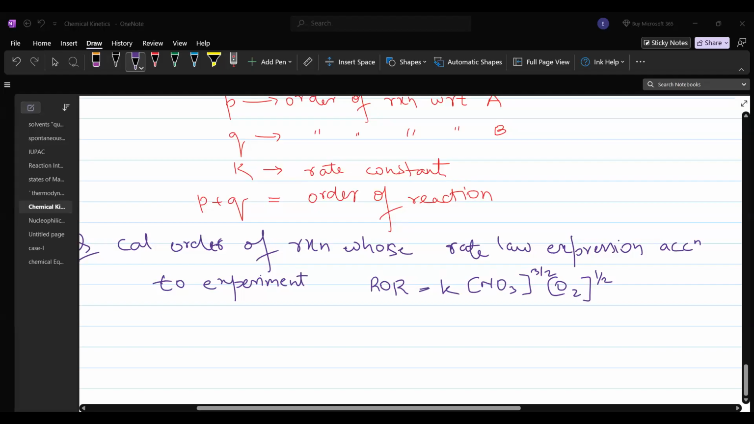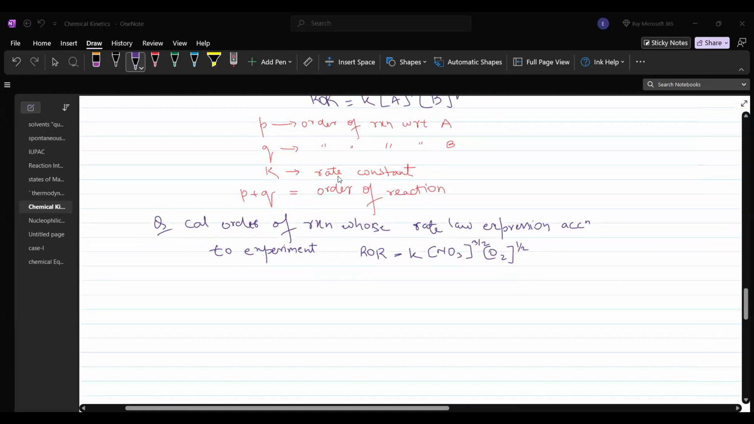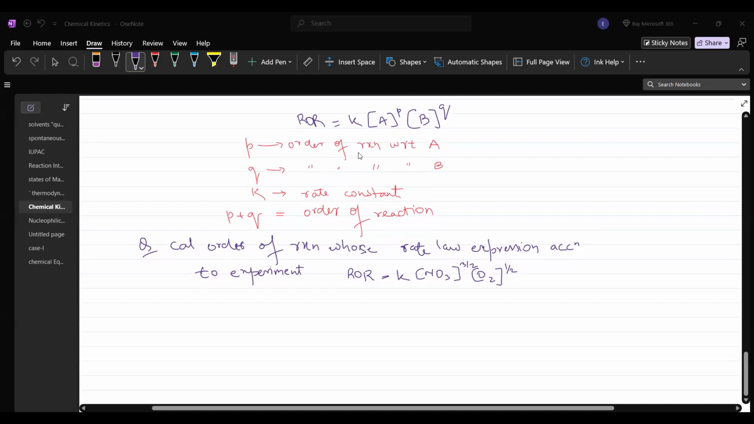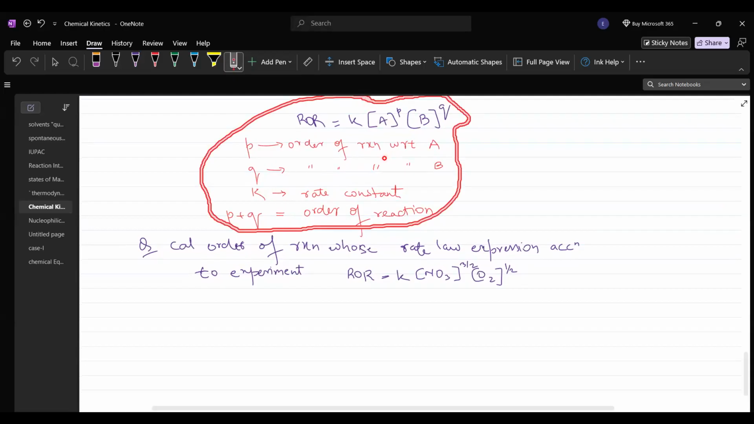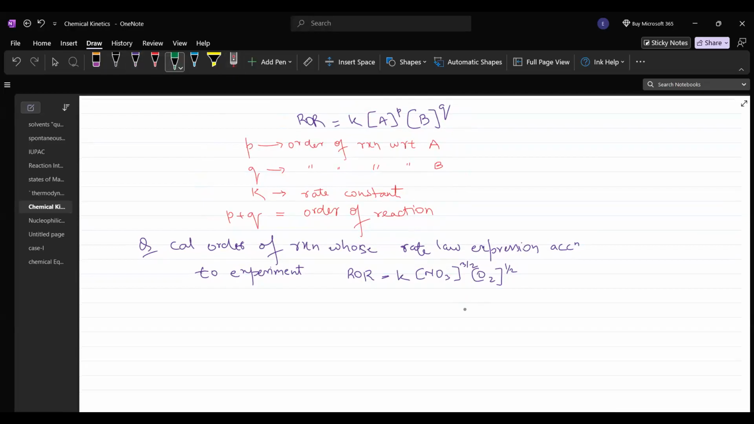Done? No, sir. What are you doing? We have the formula here for order of reaction in this only. Can you see? Yes, sir. It's one. Order of reaction is one.